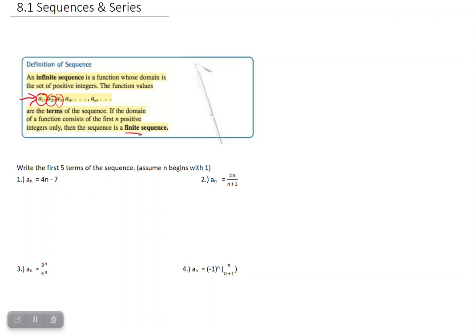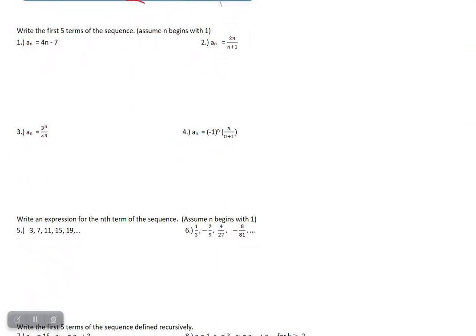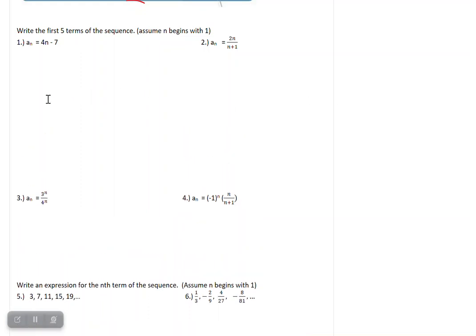on. We're going to start with a finite sequence, which means it's a sequence that has an ending. It'll stop at a certain amount of terms. Later on, we'll get into infinite sequences. We're going to start with something real basic, the idea of writing the first 5 terms of the sequences. Given for the first one, a sub n equals 4n minus 7.